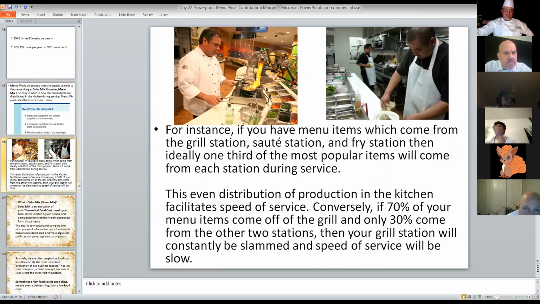Conversely, if 70% of your menu items come from off the grill and 30% from your other two stations, then your grill station will constantly be slammed and speed of service will be slow. And now your customers are eating the heck out of the bread and butter or chips and sauce at the table, right?